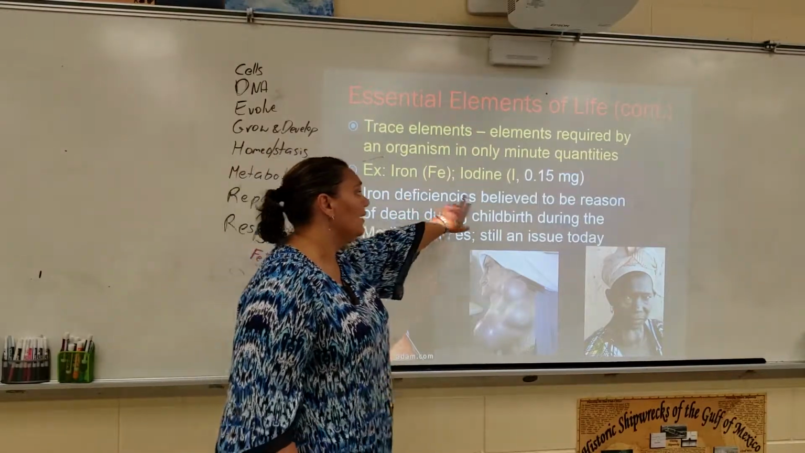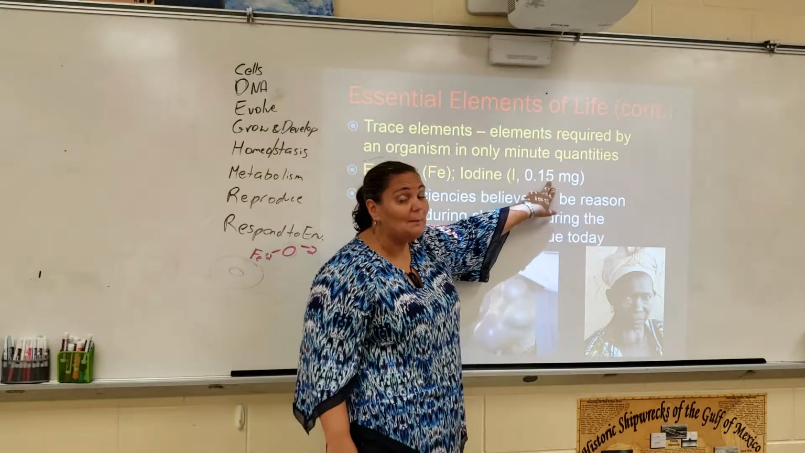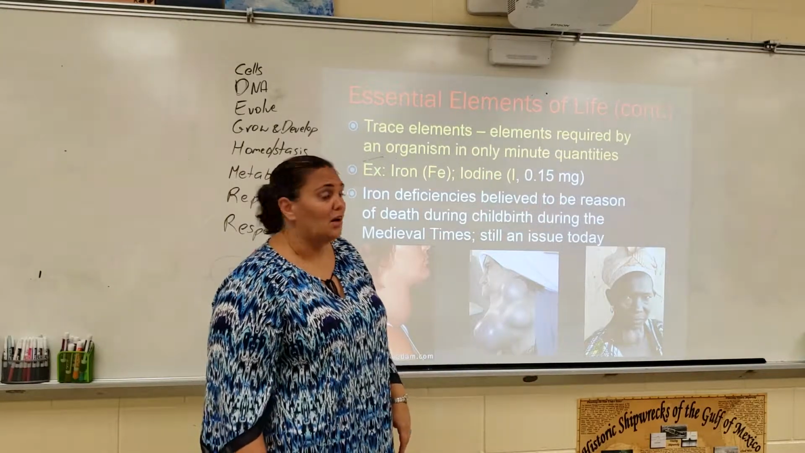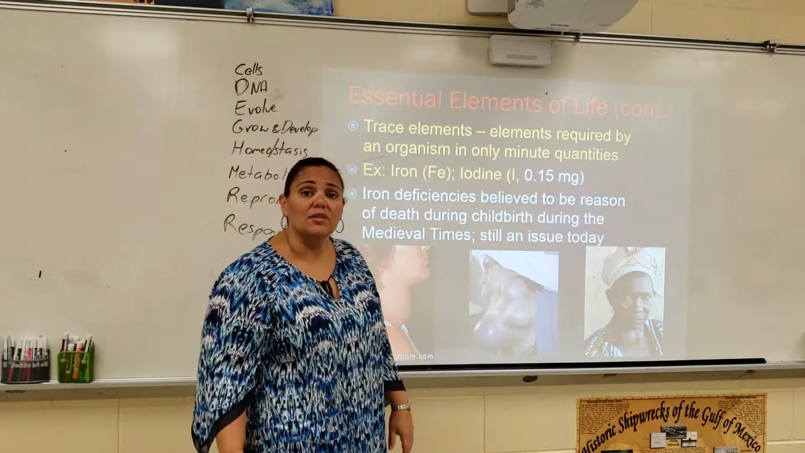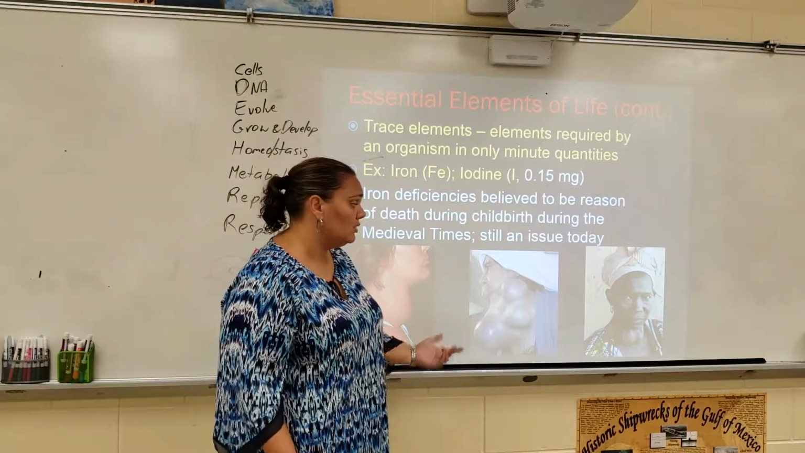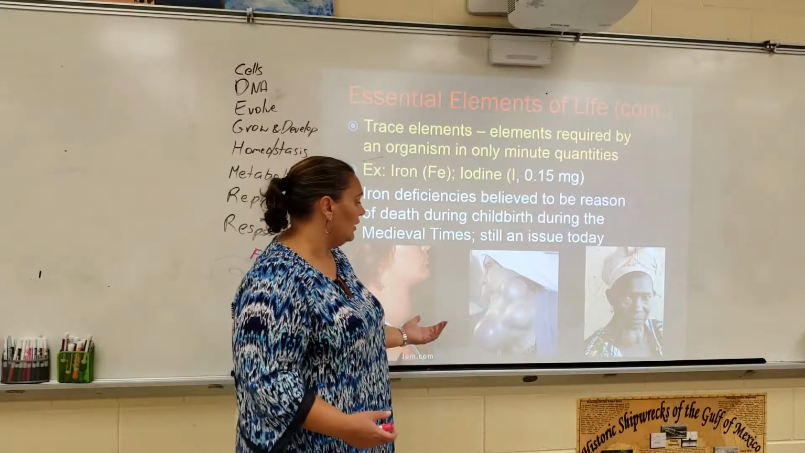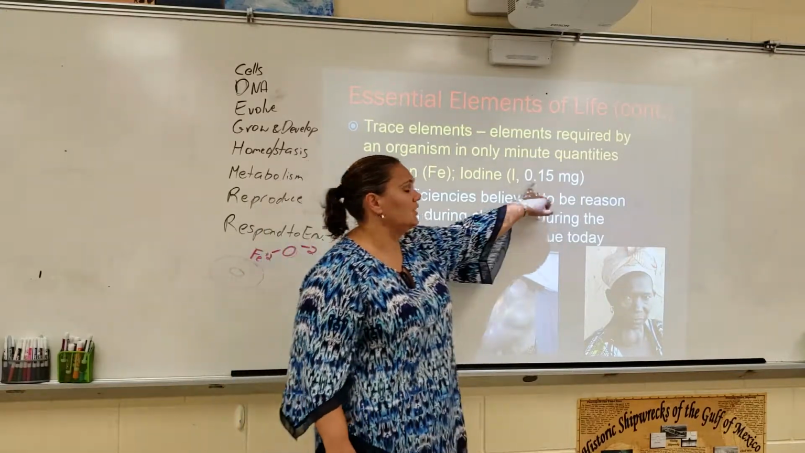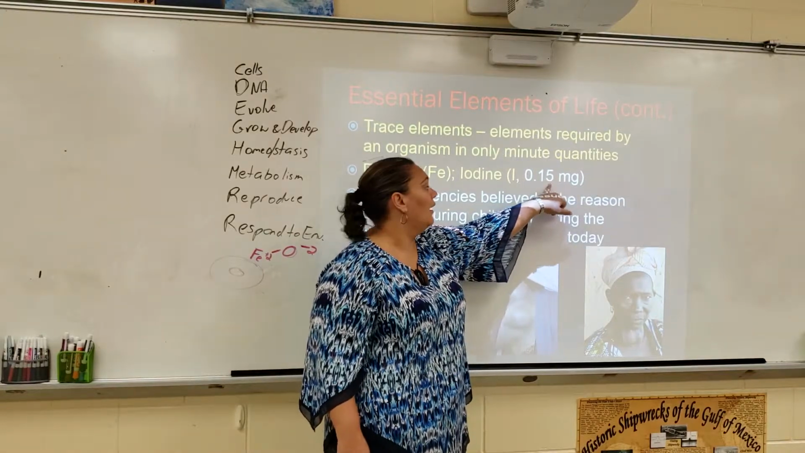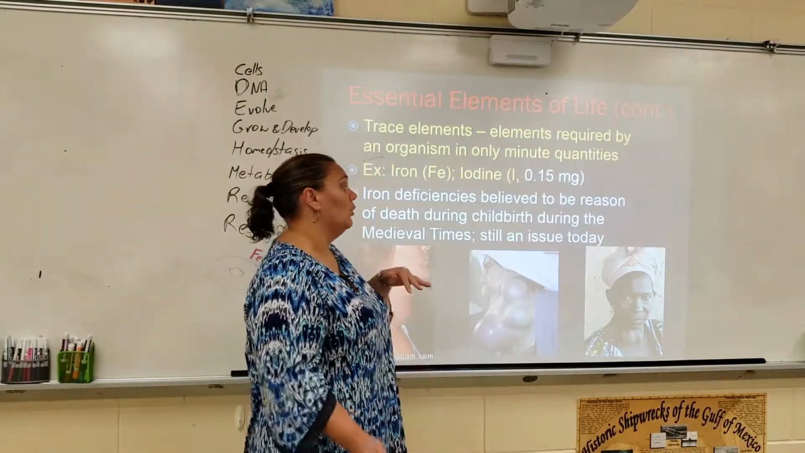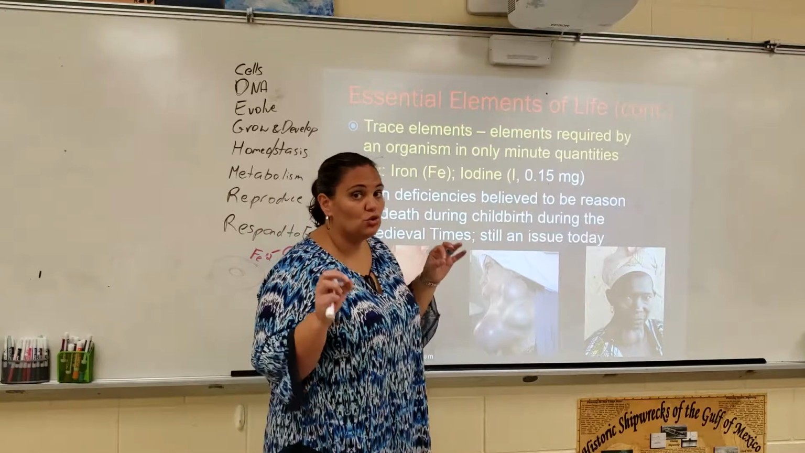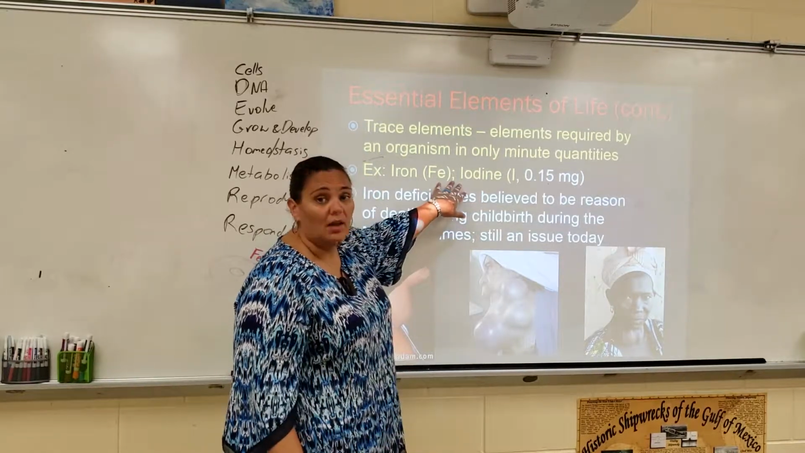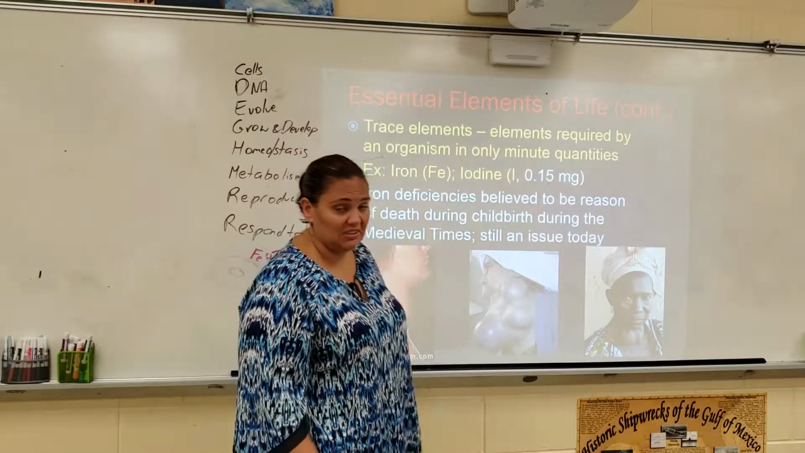Now, if you look at iodine, all you need is 0.15 milligrams of iodine. Iodine is something that's not very common in the diet of some of the poorer countries, some of the developing countries. So people who don't have iodine in their diet tend to develop these goiters, and all it takes is just a little bit of iodine intake and those goiters go away. Now, again, trace elements. So small quantities, not too much. You get too much, and it can be toxic. It can actually be deadly. So be careful.